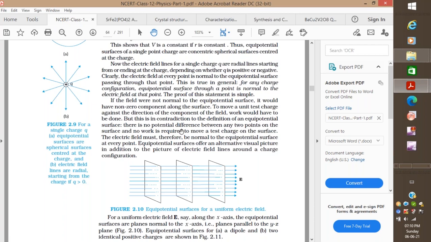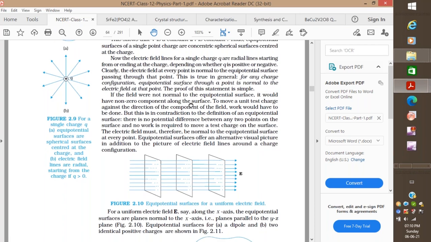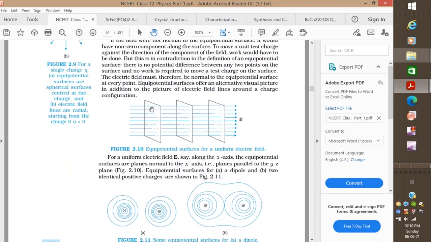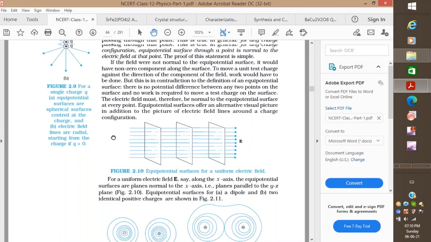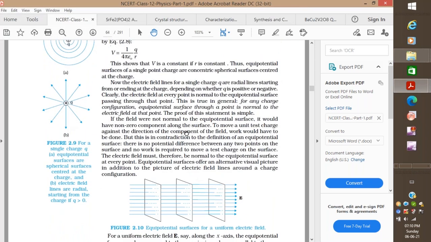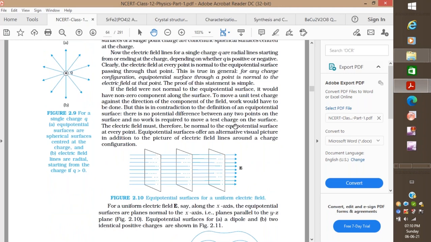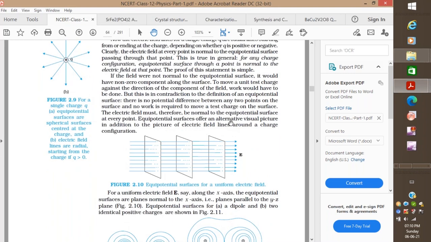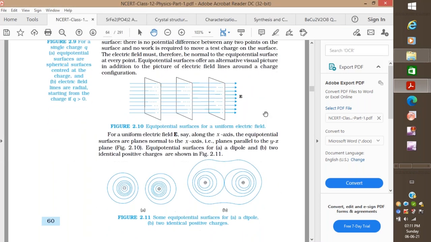So see, the electric field is along the x direction. Then the plane perpendicular to the electric field direction will be the equipotential surface. So we have got two properties for equipotential surfaces. Equipotential surface will have equal potential at every point. That's why you don't have to do any work to take one charge from one point to another point, because there is no potential difference. There will be no work done. And the electric field is always perpendicular to the equipotential surface at each and every point.